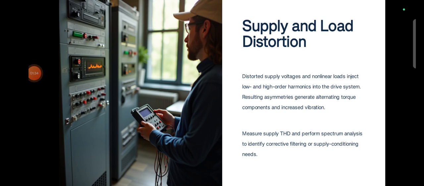Supply and load distortion. Distorted supply voltage and nonlinear loads inject low and high order harmonics into the drive system, resulting in asymmetric, alternating torque components and increased vibration. Measure supply THD and perform spectrum analysis to identify corrective filtering or supply condition needs.